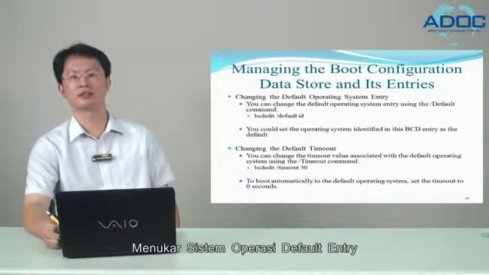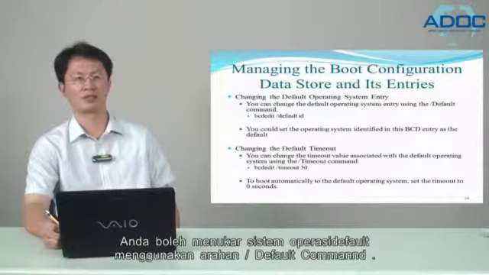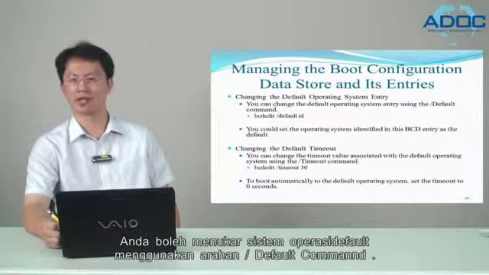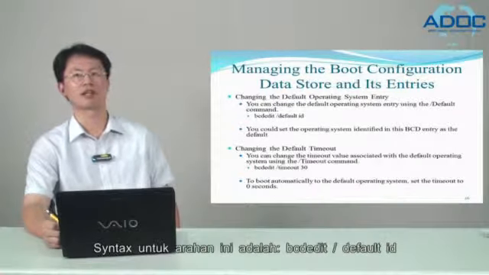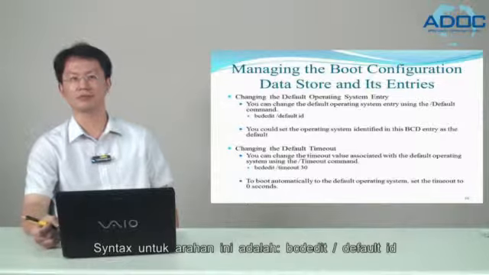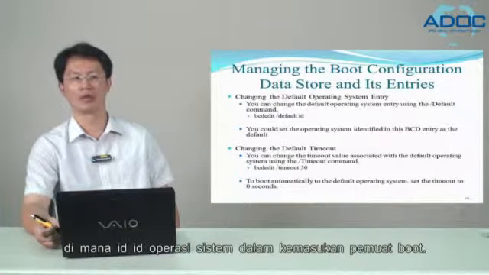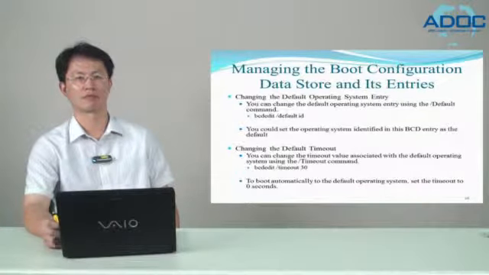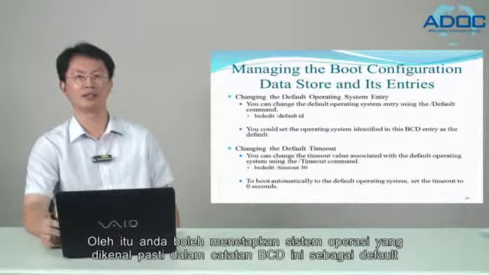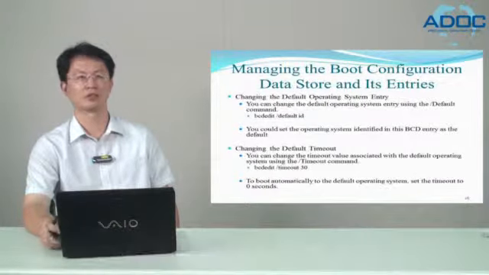Changing the default operating system entry. You can change the default operating system entry using the /default command. The syntax for this command is bcdedit /default ID, where ID is the operating system ID in the bootloader entries. Thus, you can set the operating system identifier in the BCD entries as the default.